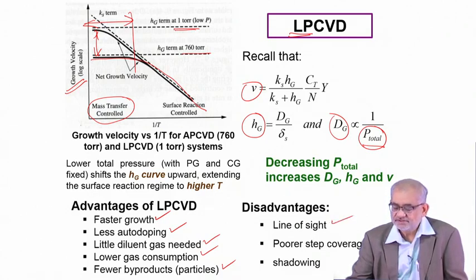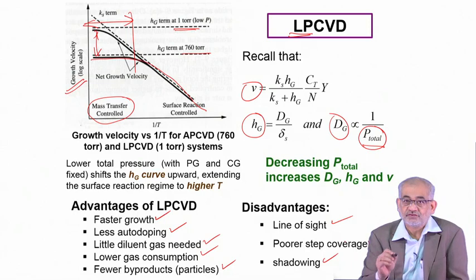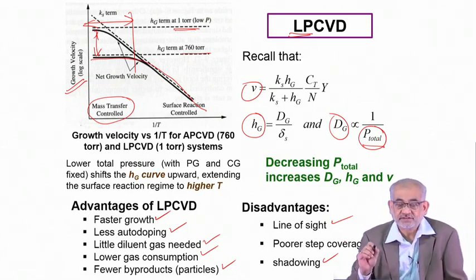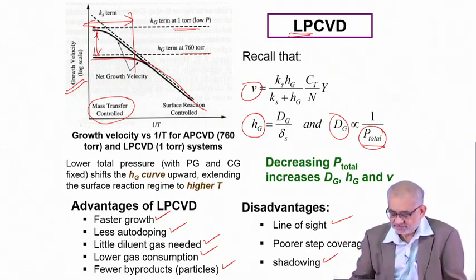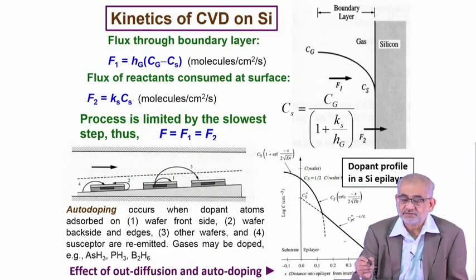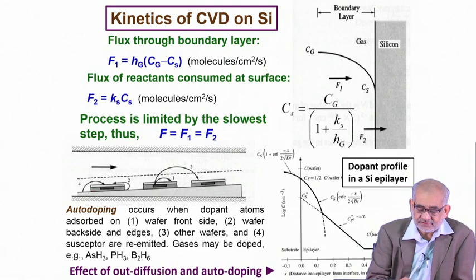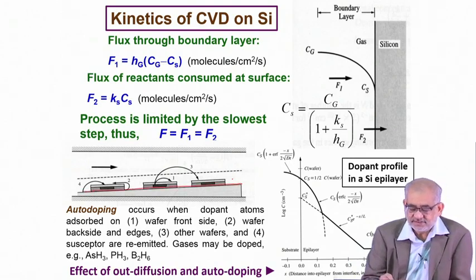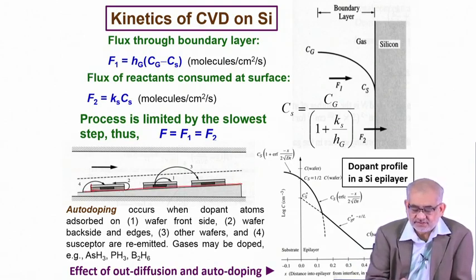The step coverage is low because the availability of the reactant is low, and there is a certain amount of shadowing effect which cannot be avoided. So for very small features, very sharp features, there will be certain difficulty. For example, this is the stage on which we have these samples. These are the substrates.